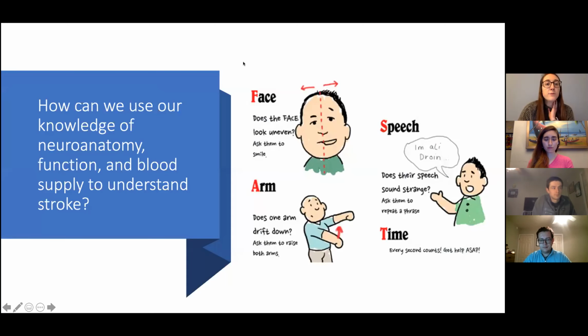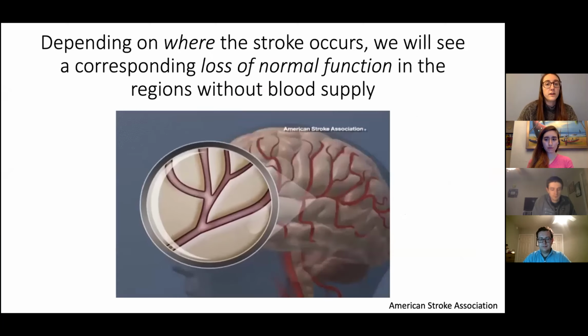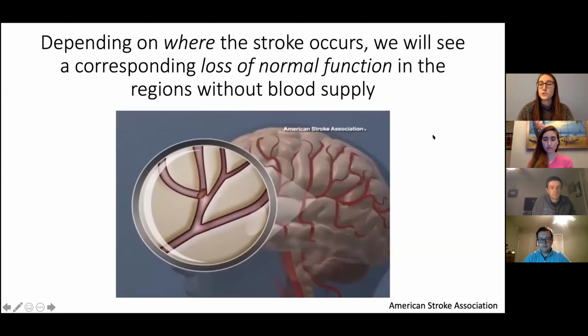So how can we use our knowledge of neuroanatomy, function, and blood supply to really understand stroke? Depending on where the stroke occurs, is it in the ACA? Is it in the MCA? Is it in the PCA? We will have a corresponding loss of normal function in those regions without the blood supply.